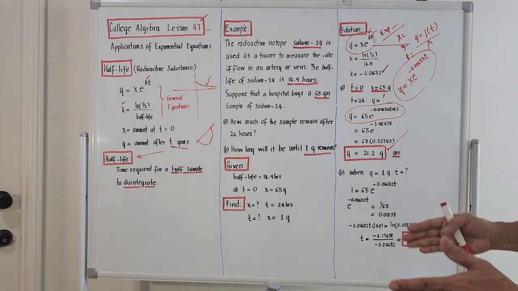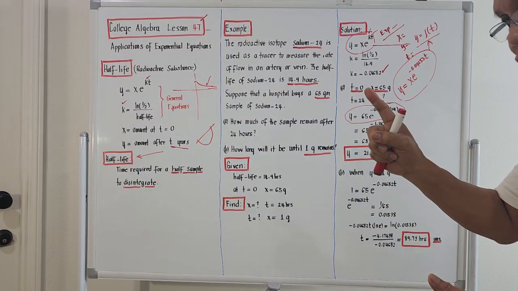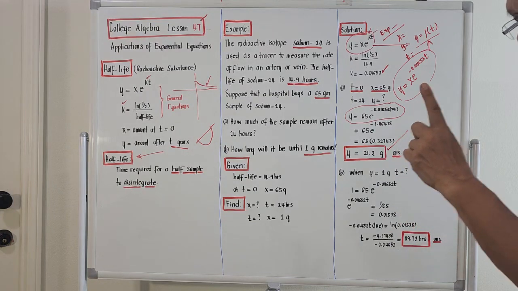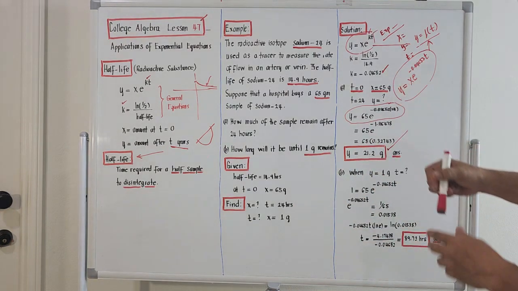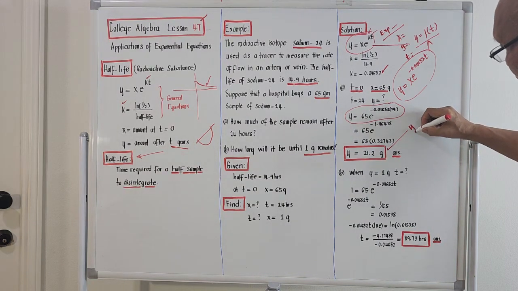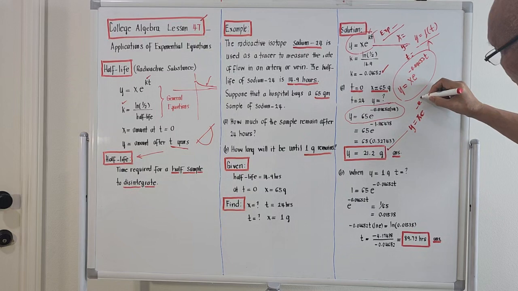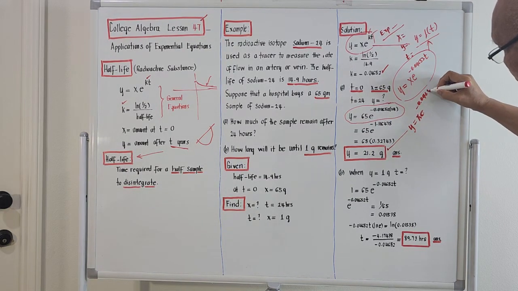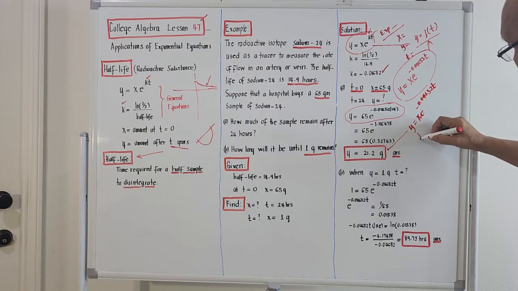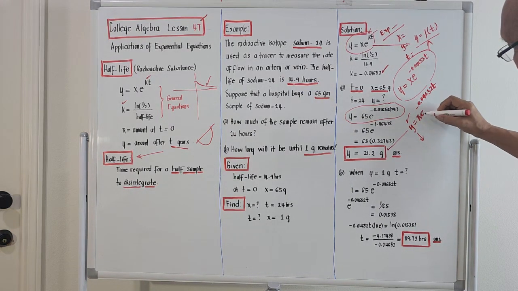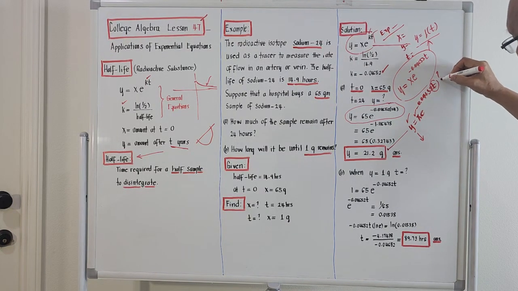Meaning to say, when the number of grams that remains is just 1 gram, how many hours have passed by? And since we are still given the relation, y equals x e raised to negative 0.04652 t, right? We are given y, we are given x, so the only unknown is actually time.